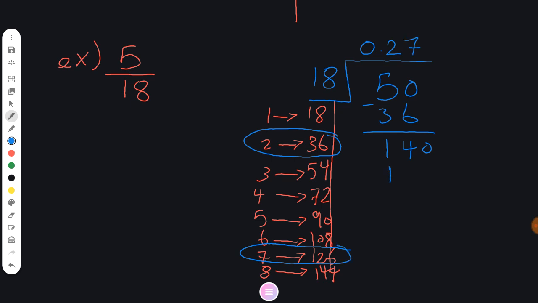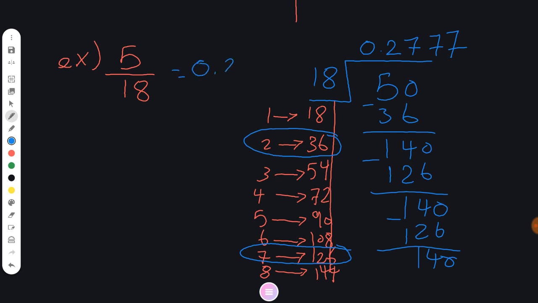And put 126 here. Make subtraction, okay? It becomes 14. Then put 0 again. Okay, 140 divided by 18 is 7, which is equal to 126. Make minus. Okay, it will become 14. Let's put 0 again and put the 7. Now 7 is a repeated number. We can write it like this: 0.27 and put a dash over 7, which is the repeated number. So the fraction can be written as a repeated decimal number.